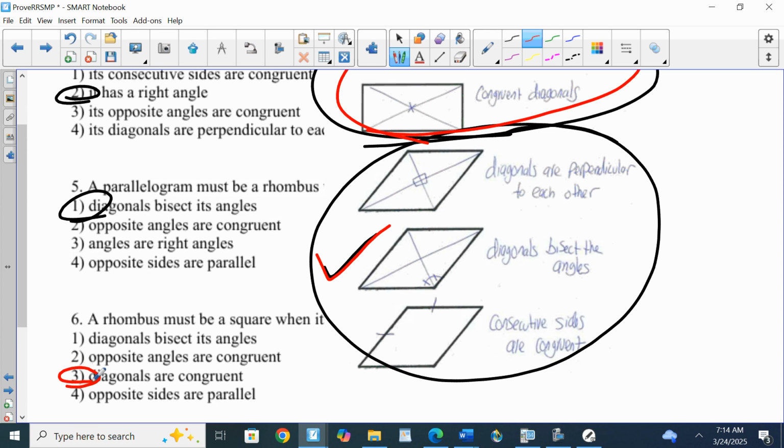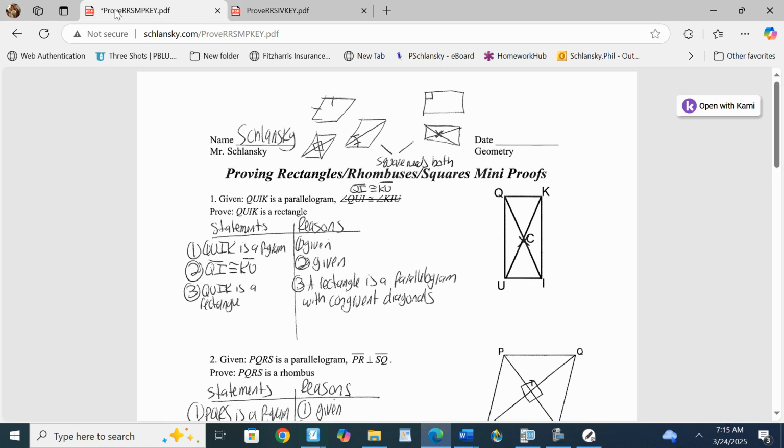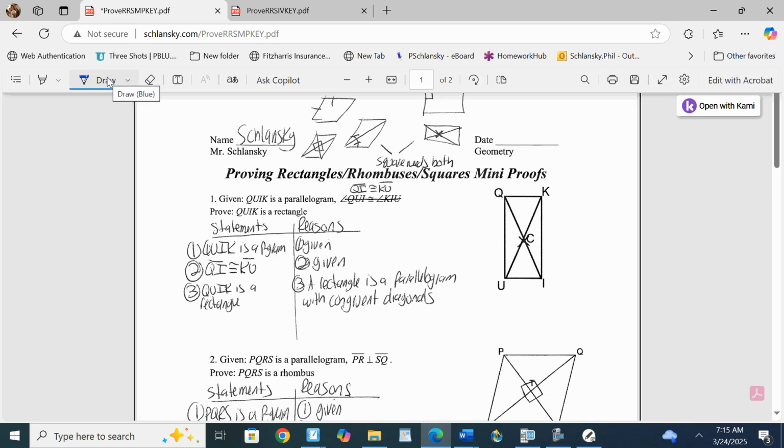Once you do, we can take a look at the mini proof version of this. In order to prove a rectangle, we need to have a parallelogram, which we do, and then one of the two rectangle proofs. In this case, I have diagonals congruent. Once I have a parallelogram with diagonals congruent, I can say it's a rectangle. A rectangle is a parallelogram with congruent diagonals.